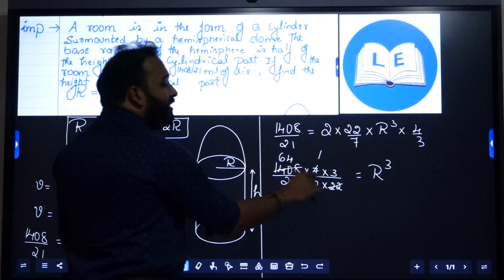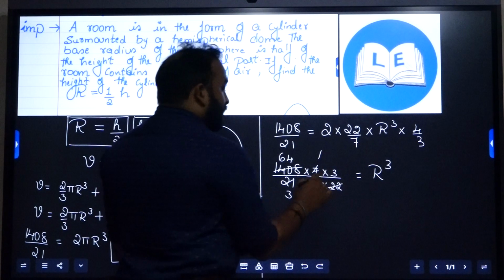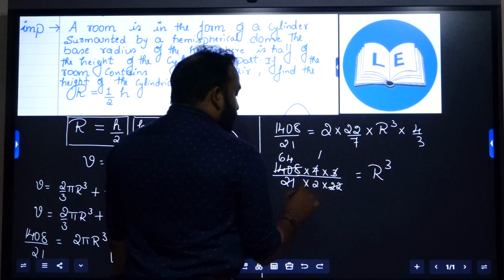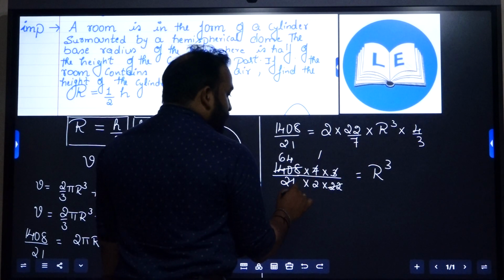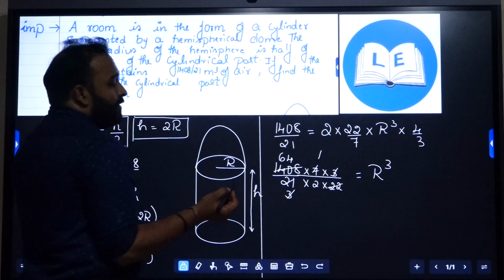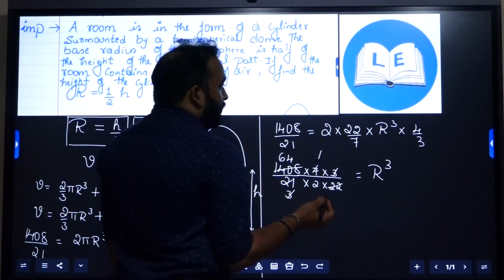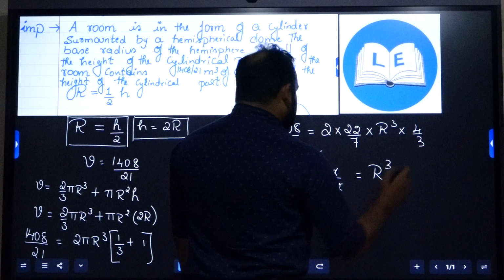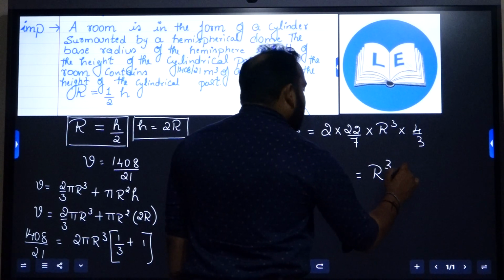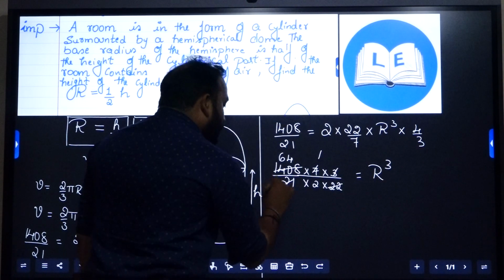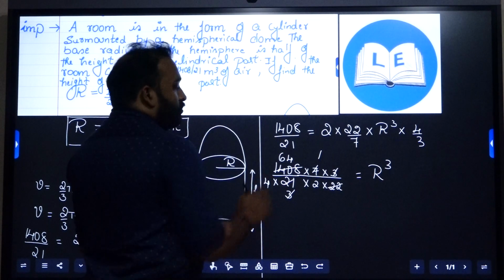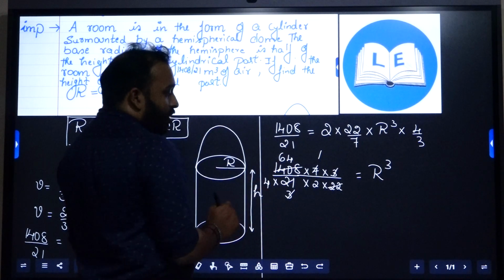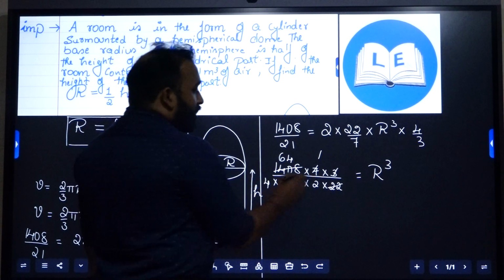We have 88. 22 4 times is 88. Now 3 and 3 gets cancelled. Yes, and what do we have? We have a 4 on the other side, which we didn't bring down, right? So we have a 4 here. So this 4 comes to the denominator here. So its remaining is 64 by 4. 64 by 4 into 2.